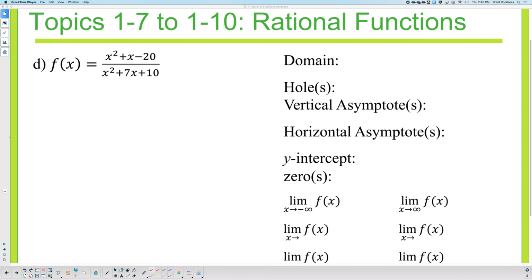All right, example D. This function. If I were going to begin with domain, I would first look at what I cannot have equal to zero in the denominator. I can't divide by 0, so I need to factor this. To factor, I'm going to use the X method for this trinomial.